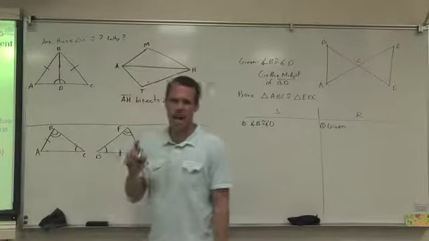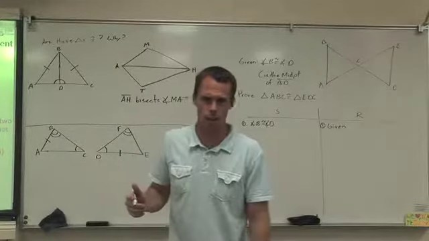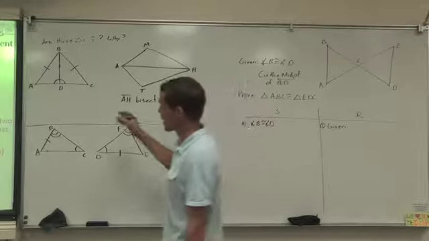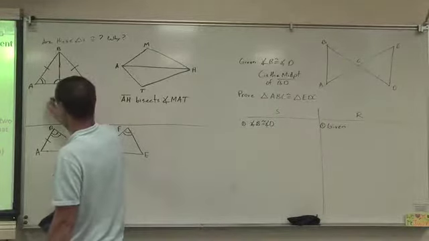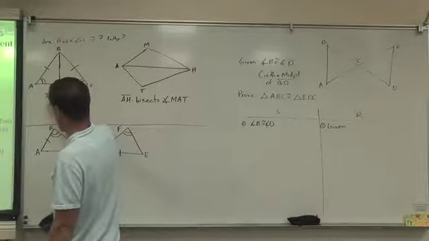And I'm going to say, I see a large isosceles triangle. There's something else I know. Angle A is congruent to angle C by the isosceles triangle theorem.